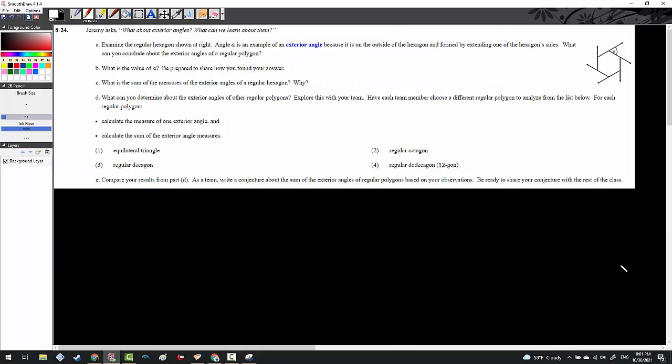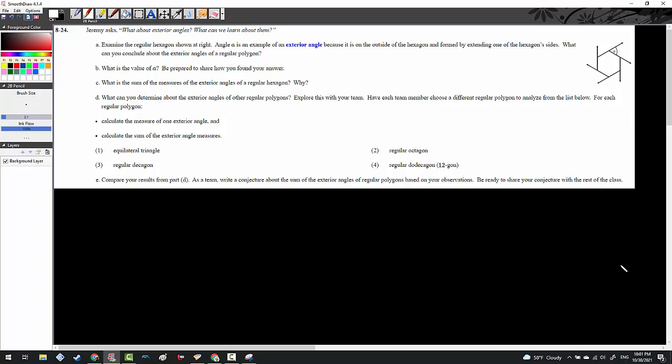Let's talk about exterior angles in 8-24 now. So at this question, Jeremy is asking about exterior angles and what we can learn about them. It says, examine the regular hexagon shown at the right. First of all, notice how the problem specifies the hexagon as regular. It says angle A is an example of an exterior angle because it is on the outside of the hexagon and formed by extending one of the hexagon's sides.